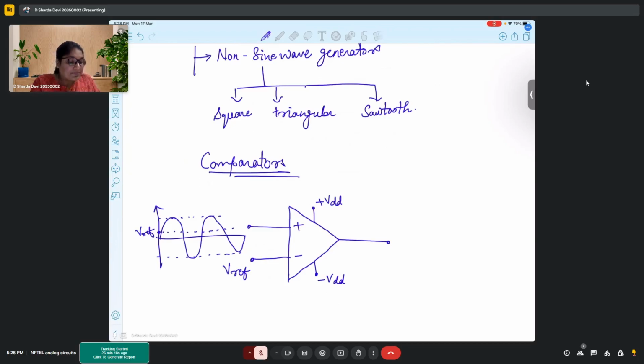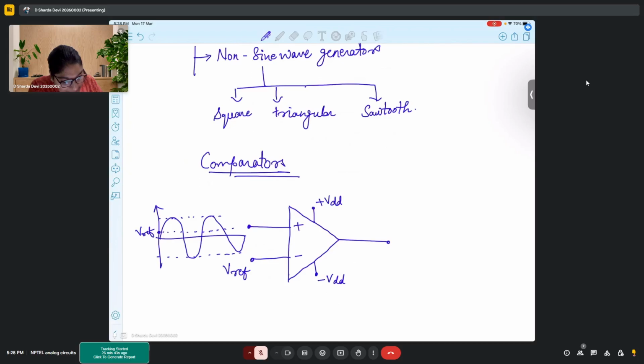Now see what this op-amp will do. At the positive terminal, you are providing the input. Since the gain of this op-amp is way too high, 120 dB, 160 dB, 180 dB, in that range, definitely for a very small value, your output already starts saturating.